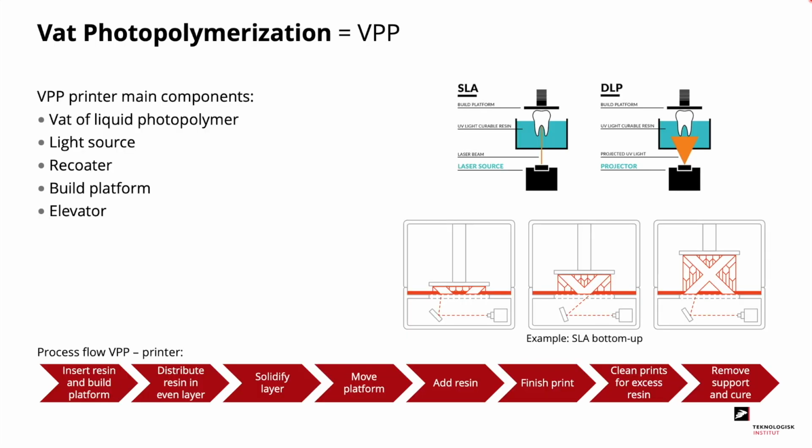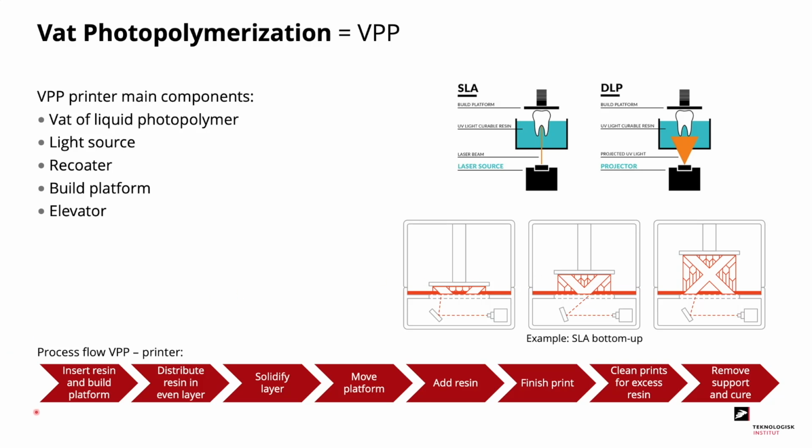A VPP printer consists of 5 main components. First, we have a vat of liquid photopolymer, which is the container consisting of uncured resin. And then we have the light source, which is different from SLA and DLP. SLA uses a laser and a mirror to point the laser at where to print the part, and DLP uses a projector to print each layer as an image. There's also a recoater that ensures you have an even layer of resin to print in. Then we have the build platform, which the parts are built onto. And finally, the elevator, which lowers or raises the build platform.